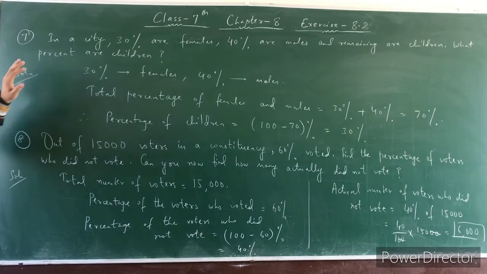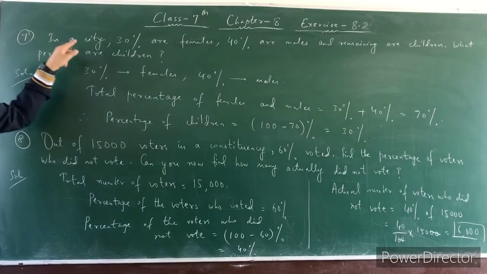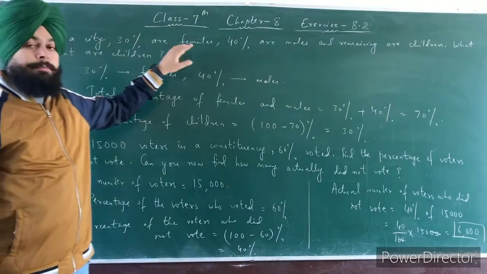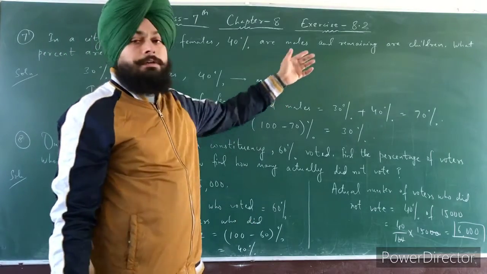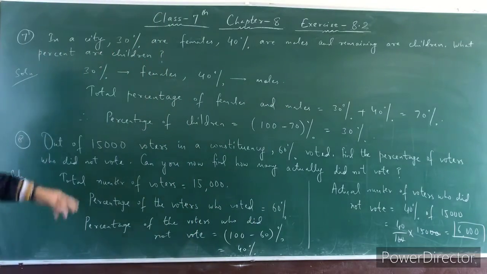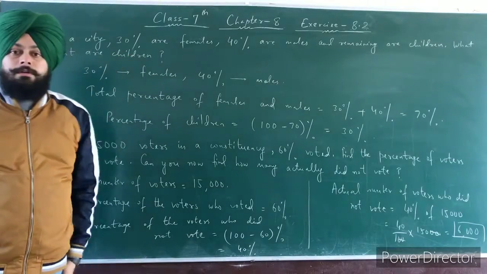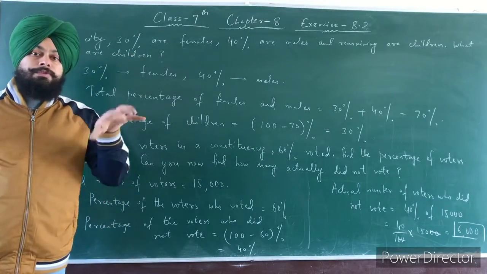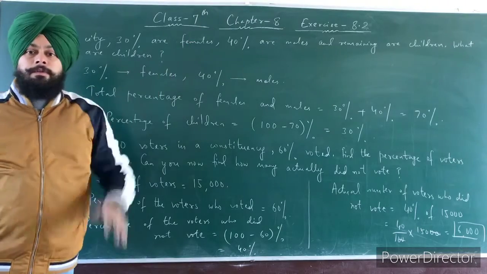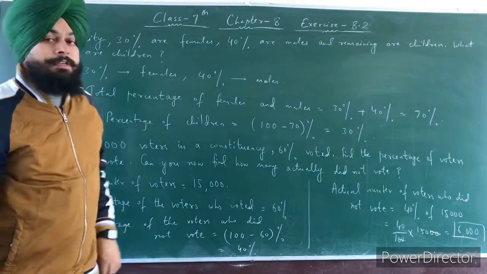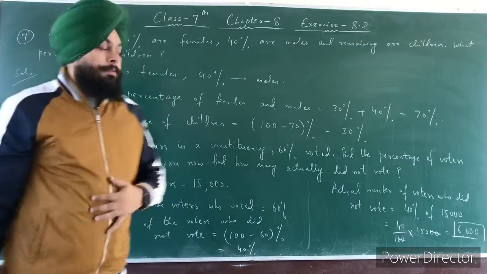Next, this is your question number 7. The question is, in a city, 30% are females and 40% are males, and the remaining are children. So, what percent are children? So, in the total population, 30% are females and 40% are males. So, we have to find the percentage for children.